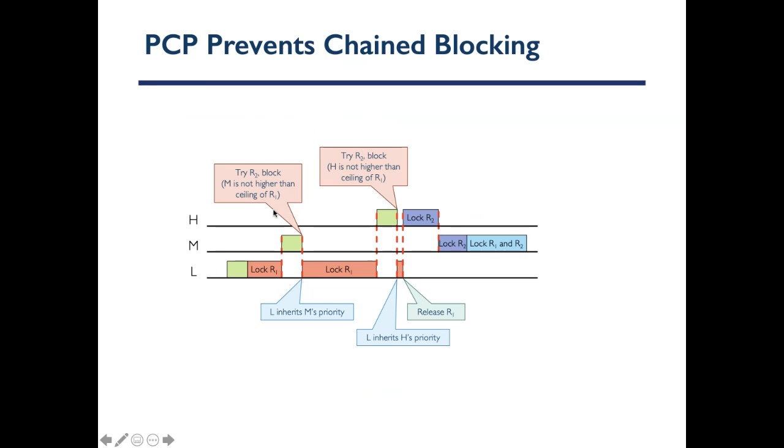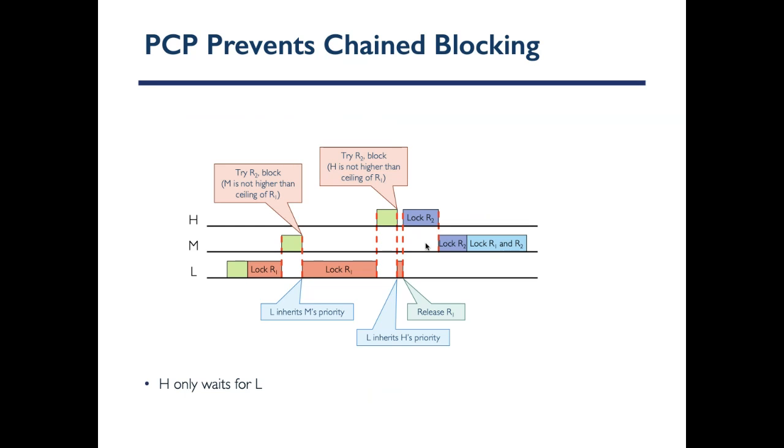I think here the ceiling of R1 is M because M also wants R1. So the ceiling of R1 is M, and at this point M is not higher than M. That's why M gets blocked. So at this point, if you can see here, now H is only waiting for L, not M. So we basically broke the chain. We don't let H wait for both L and M as it was with chain blocking.